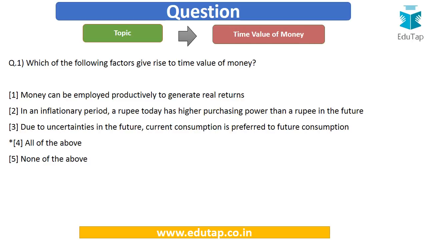So friends, now I believe the concept of time value of money is very much clear to us, that there's a time gap between rupees 100 today and 1 year from now, and this gives rise to time value of money. And all the statements given here with regard to this concept are correct. So the answer is going to be option number 4.